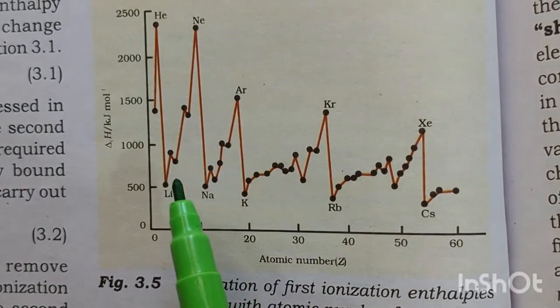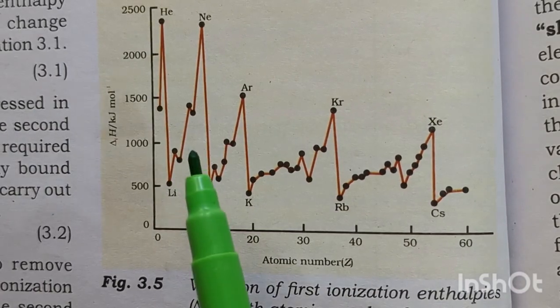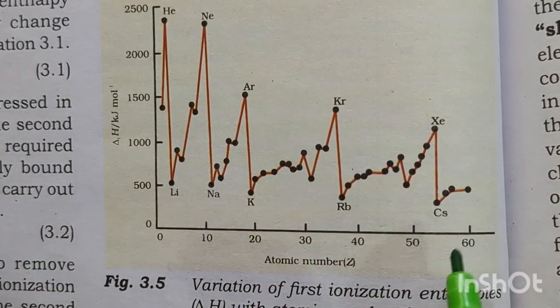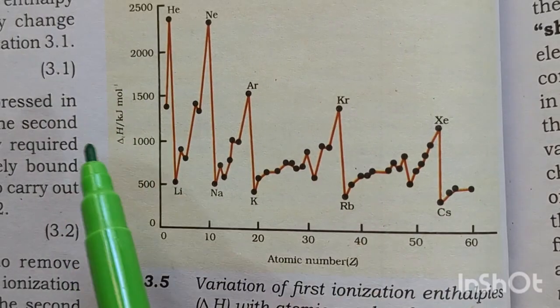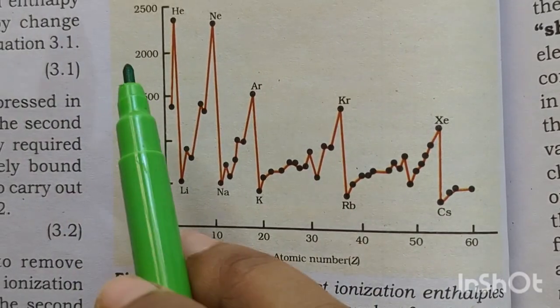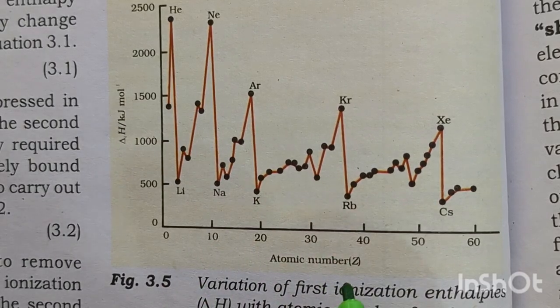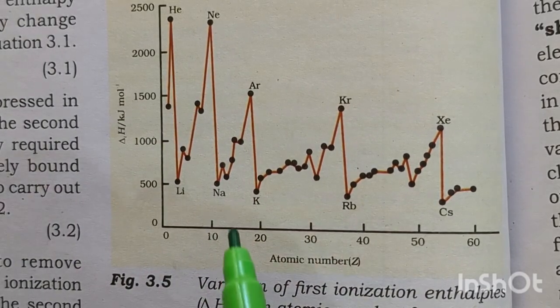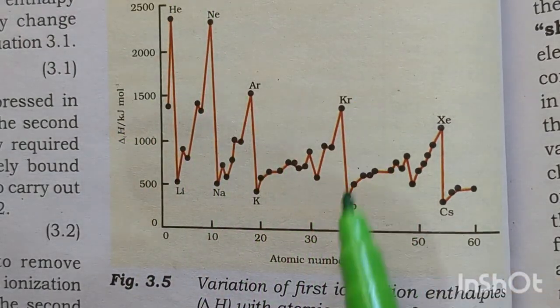Here you see this figure. The first ionization enthalpies of elements having atomic numbers up to 60 are plotted in this figure. Along the y-axis we have the ionization enthalpy in kilojoule mole raised to minus 1, and along the x-axis we have the atomic number Z. Now you see the periodicity in this graph.